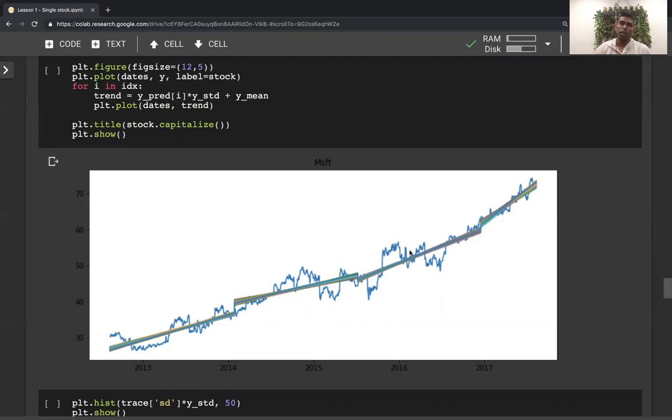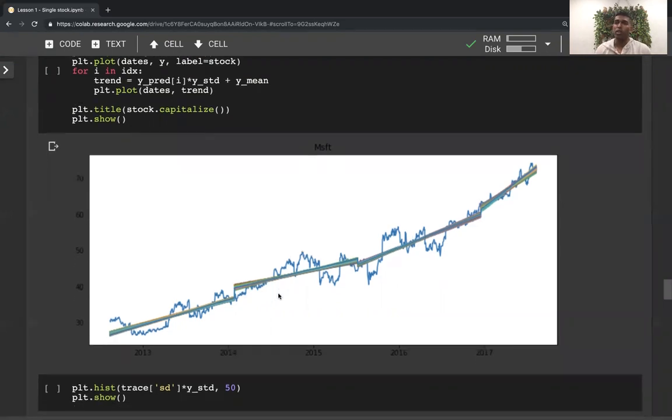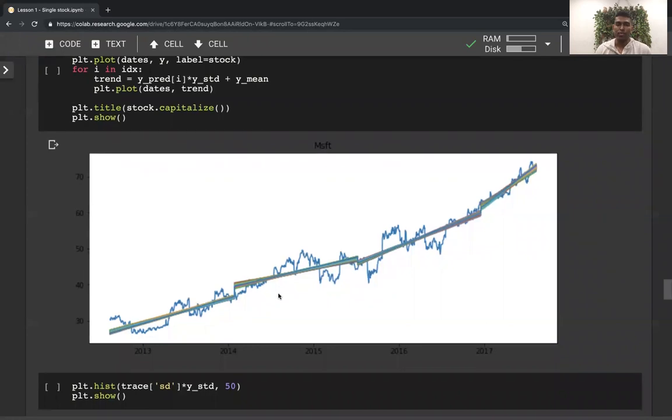Okay, so keep in mind that scikit-learn gave you just one single line. This is giving you, in this case, 200, but quite a few, and it's giving you a confidence level of the trend line.